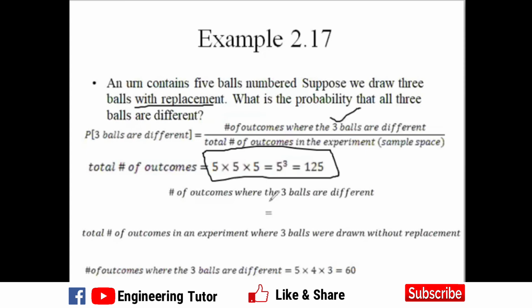Now in the first scenario, let us have five choices. In the second scenario, you will have four choices, because the problem is now without replacement. But why are you looking at this problem like this? Because you want all three numbers different. Okay, all three numbers should be different.